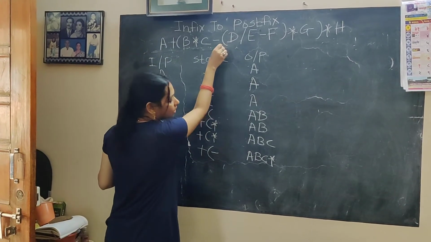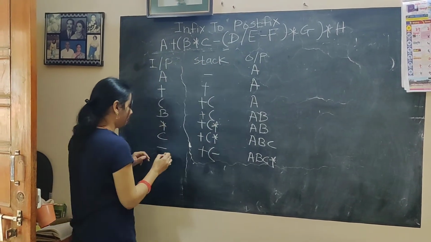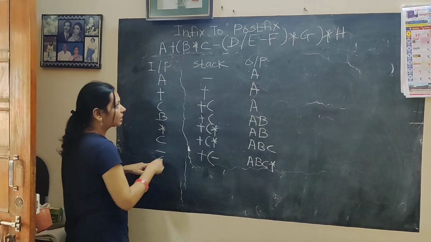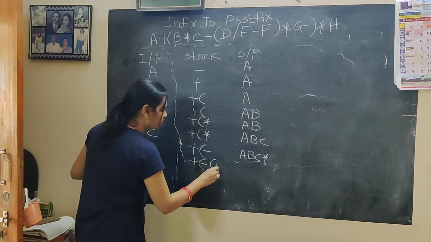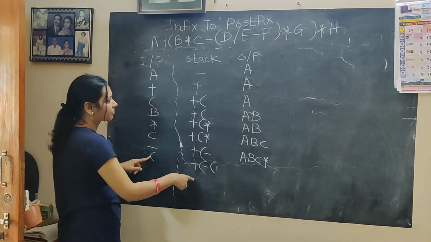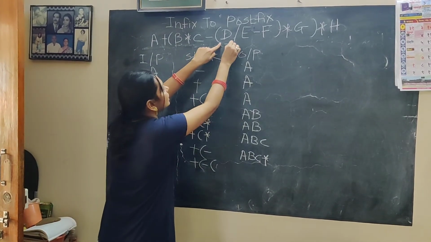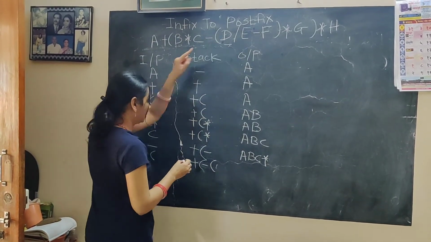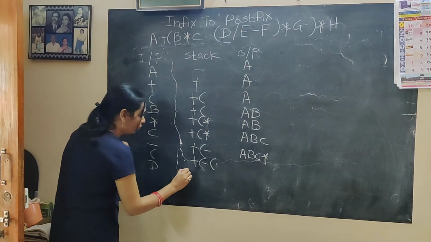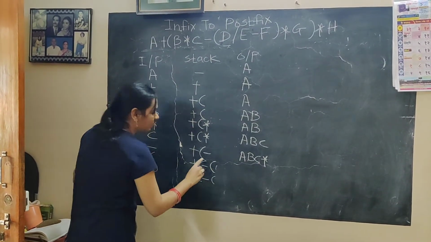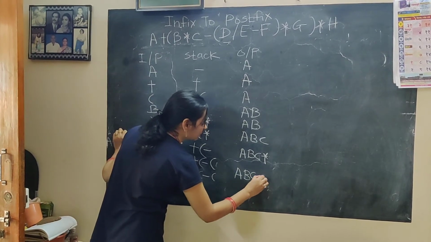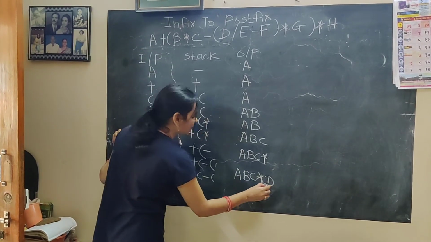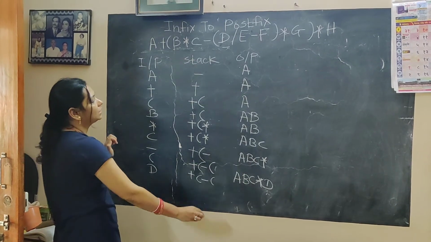Now next is again what? Next is the opening parenthesis. Now as it is an opening parenthesis, where will it be moved? It will be moved to the stack again. Next is what? Next is again an operand. As it is an operand, what will we do? We will move it to the output. That is nothing but our output becomes A, B, C into D.